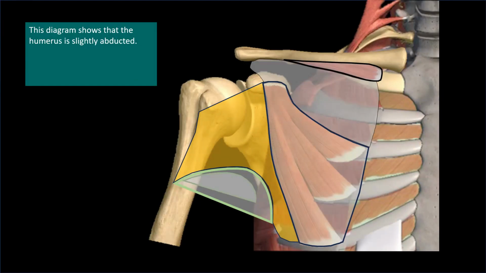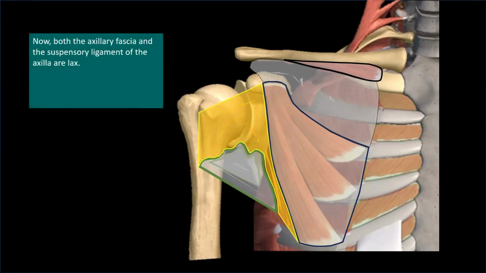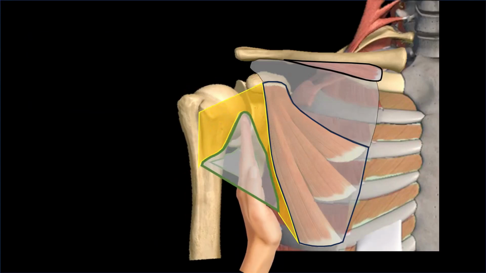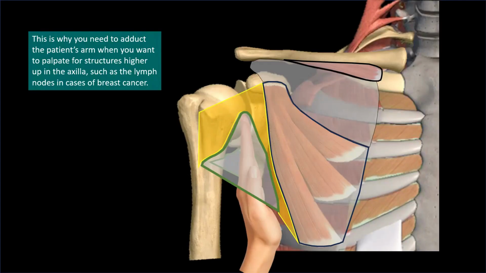This diagram shows that the humerus is slightly abducted. If we fully adduct the arm, the axillary fascia will become very lax. Now, both the axillary fascia and the suspensory ligament of the axilla are lax. You can now use your hand to push deeper into the axilla to palpate structures higher up. This is why you need to adduct the patient's arm when you want to palpate for structures higher up in the axilla, such as the lymph nodes in cases of breast cancer.